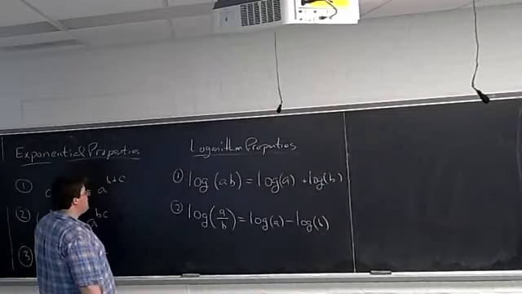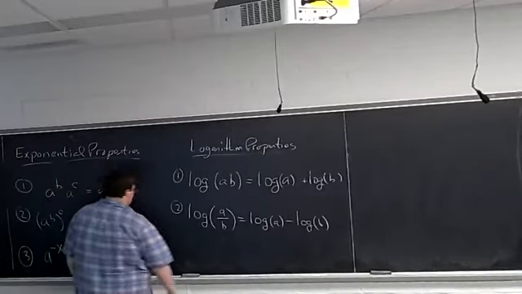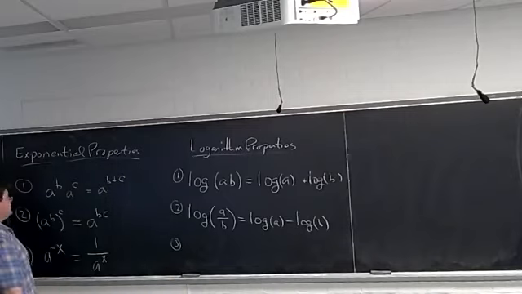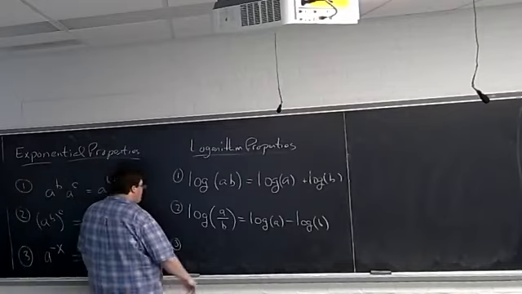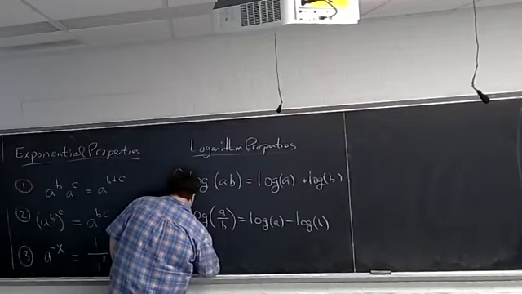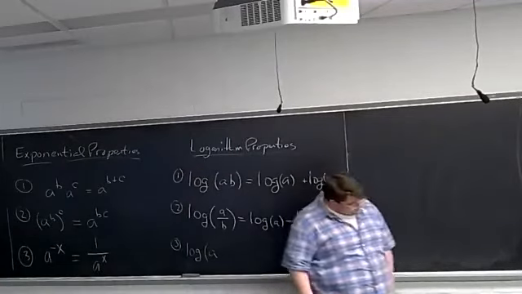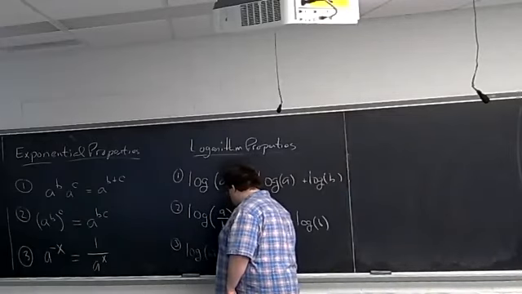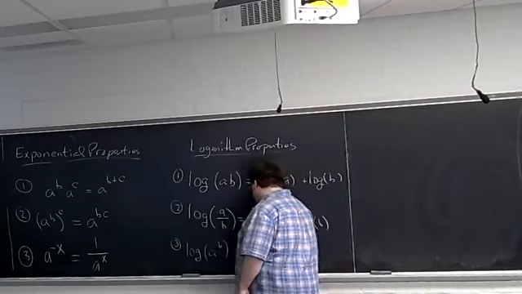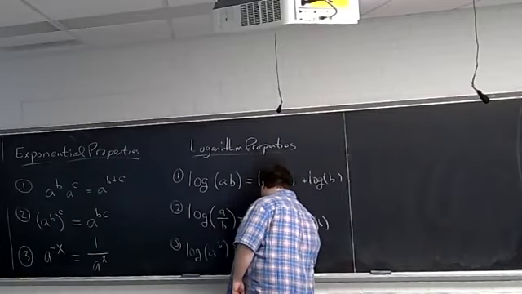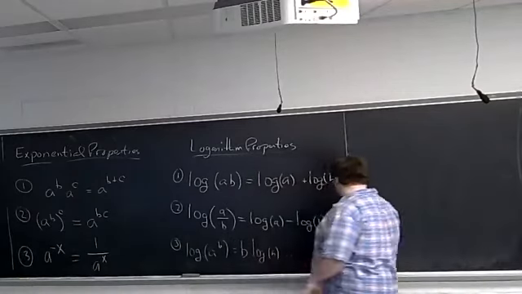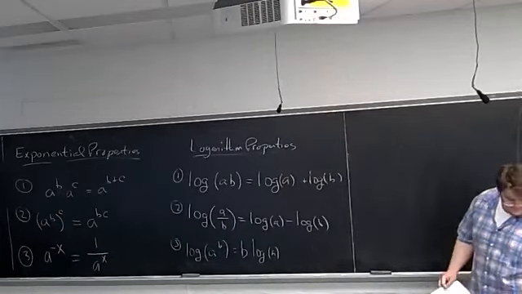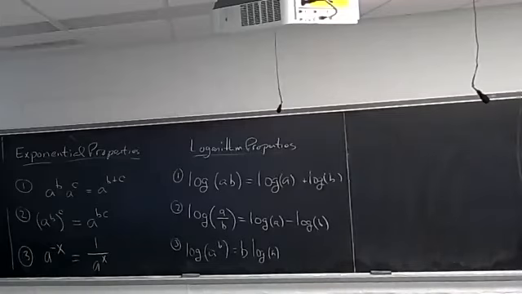So the logarithm of a product becomes a sum of logarithms. The logarithm of a quotient becomes a difference of logarithms. And last, the logarithm of an exponential. What letter did I use? I think I used R. No, I used B. Usually people use R for this. Logarithm of A to the B. This exponent comes out front and you multiply it: B times the logarithm of A. And all three of these properties work regardless of base. Any questions about those properties?